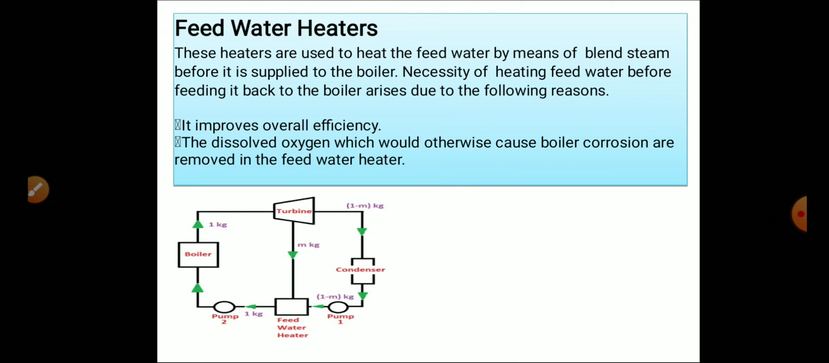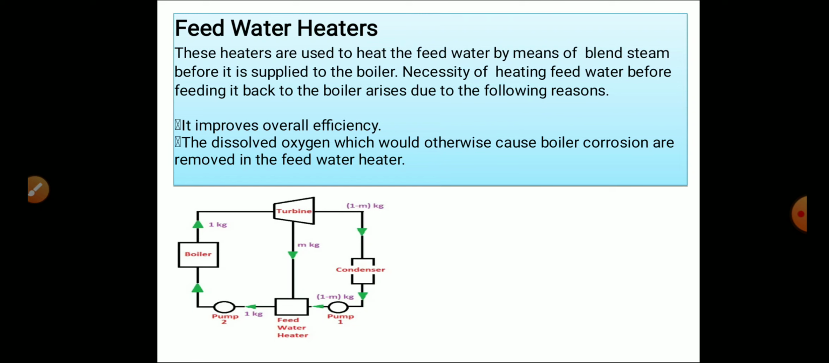Feed water heaters, as the name itself suggests, are used to heat the feed water by means of bled steam before it is supplied to the boiler. The necessity of heating feed water before feeding it back to the boiler arises due to the following reasons. It improves the overall efficiency of the heat system. The dissolved oxygen which could otherwise cause boiler corrosion is removed in the feed water system.